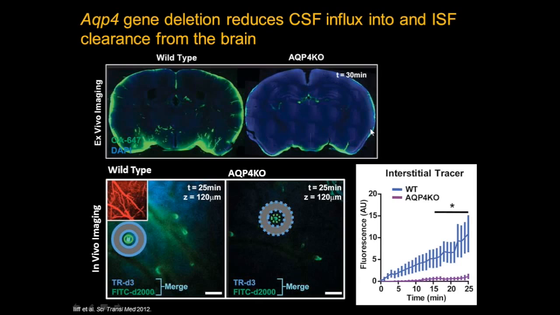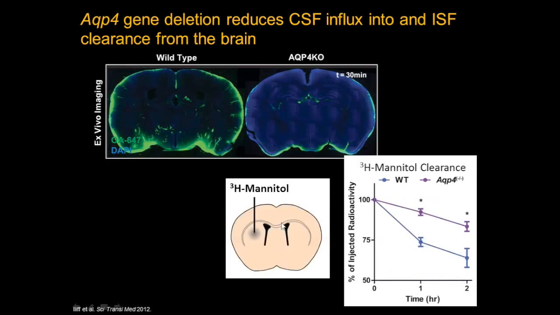So the absence of this water channel has a profound effect on this exchange. Looking at the other side, on the clearance of interstitial solutes out of the brain, we see a similar effect of gene deletion.